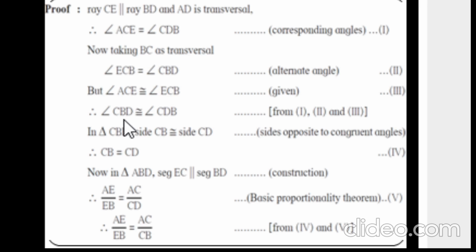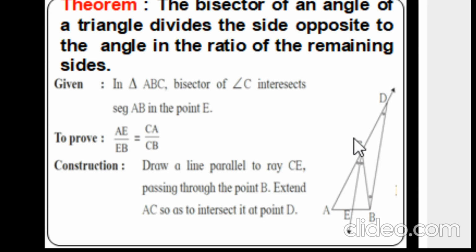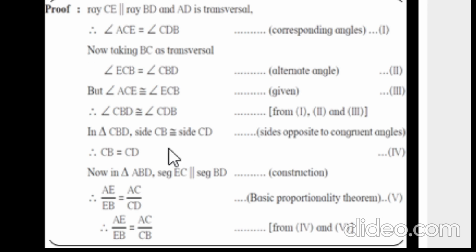So what do we get? Angle CBD is congruent to angle CDB. Now let's consider triangle CBD. In this triangle CBD, angle CBD is equal to angle CDB, so it is an isosceles triangle. Therefore, the opposite sides CD and CB are equal or congruent. Therefore, CB is equal to CD.